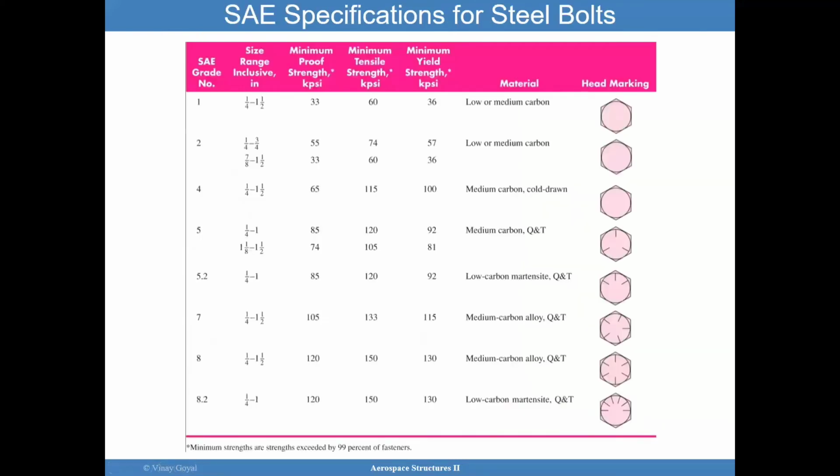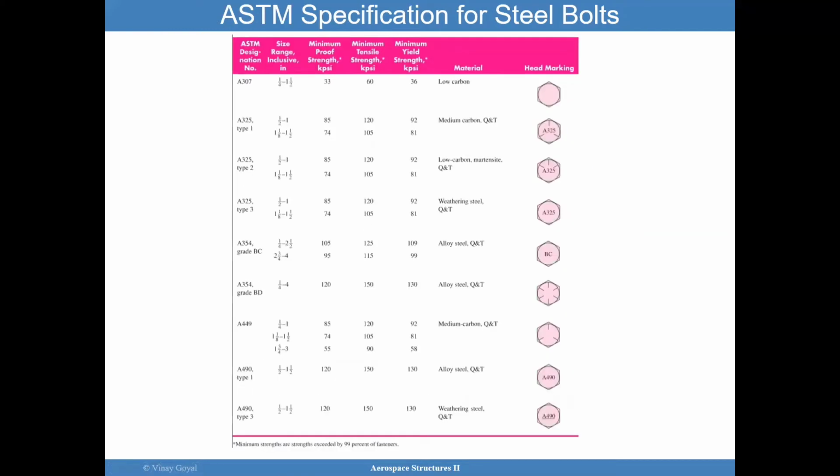Here are some SAE specifications for steel bolts. You can see here the markings on the head. It provides you the yield, tensile, and proof strengths that allow you to size the design. And note the bottom note that says minimum strengths are strengths exceeded by 99% of these fasteners. So these values are statistical in nature and provide good confidence for design purposes.